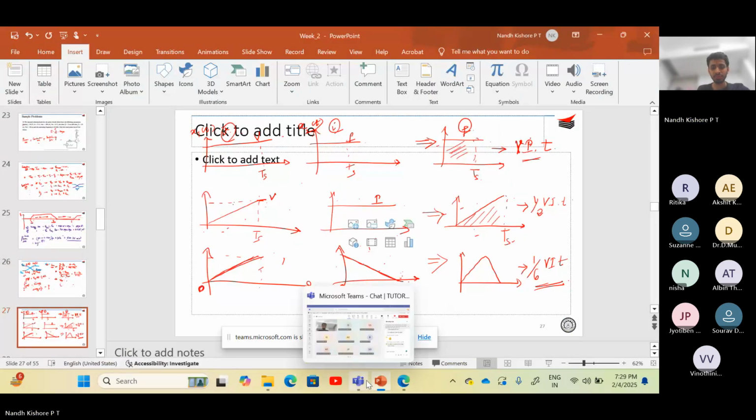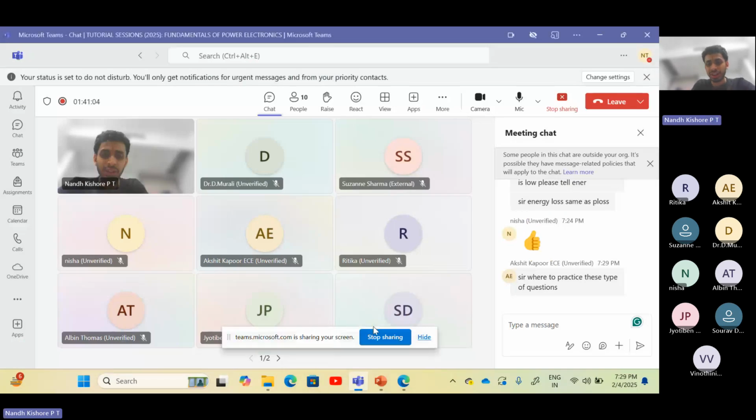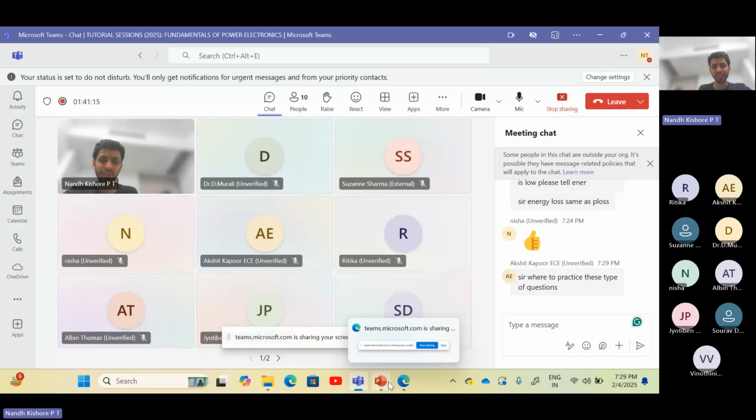Okay, so these are the kind of questions we have solved in class 11 and class 12. Okay, this is just an integration problem. Okay, we are just making use of that.